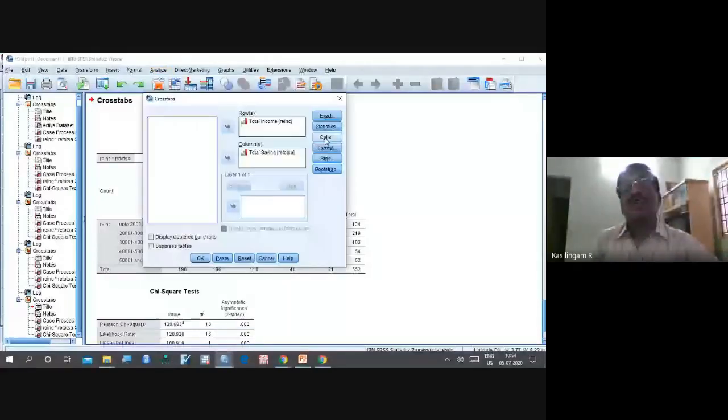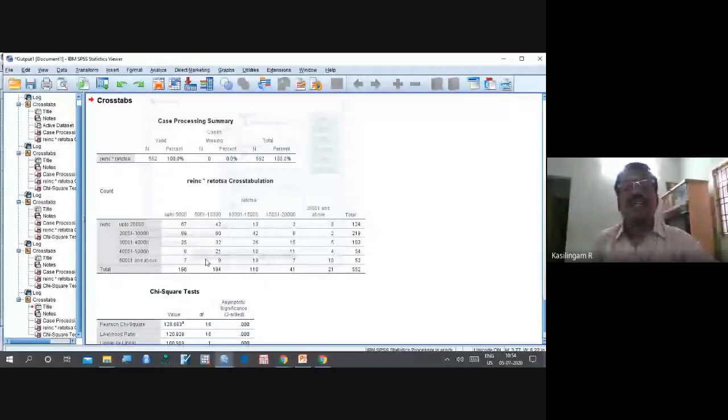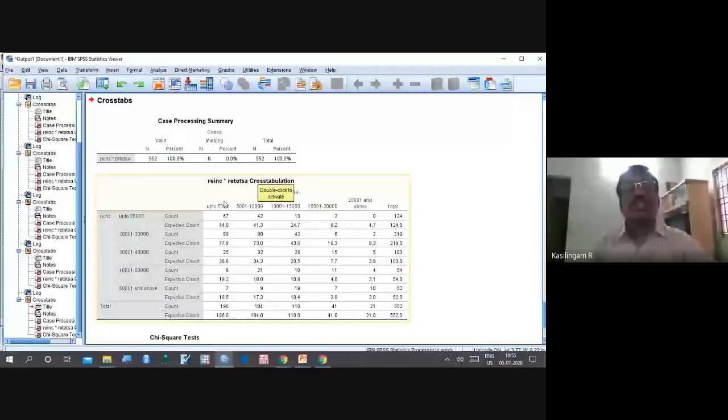So I am going to the cell. I am clicking this expected and continue. Then I'm getting this table, the table I have shown there. Okay, 67, 44, 42, 41.3. All right. Now, is it okay?